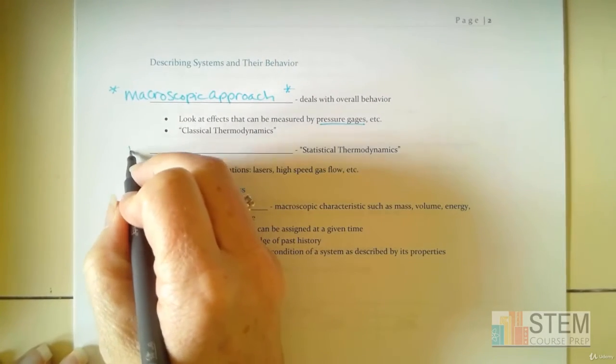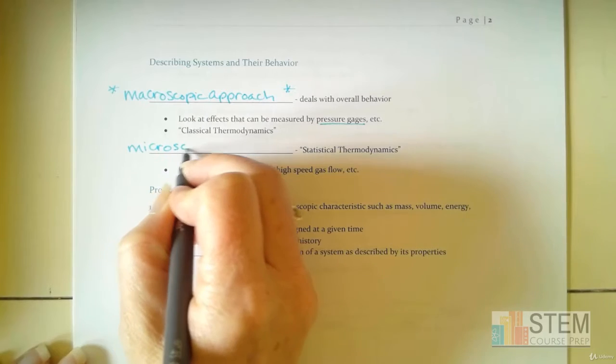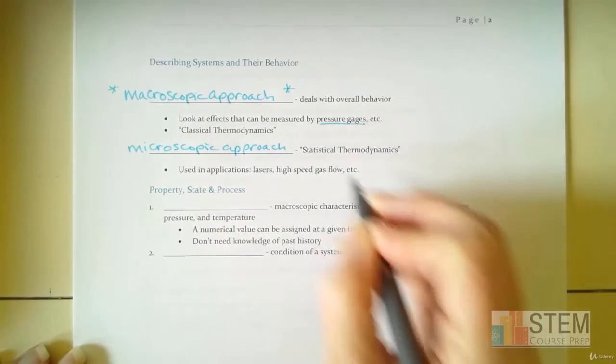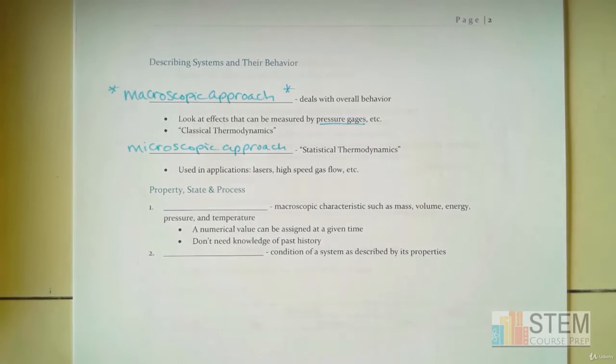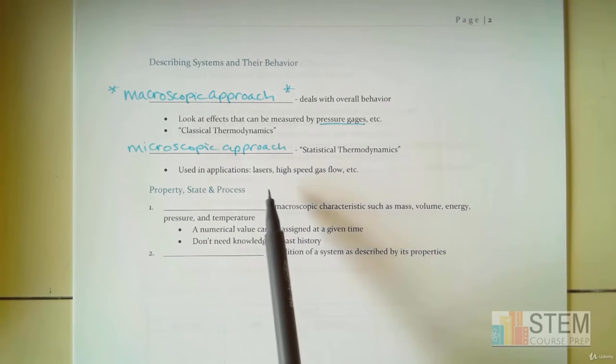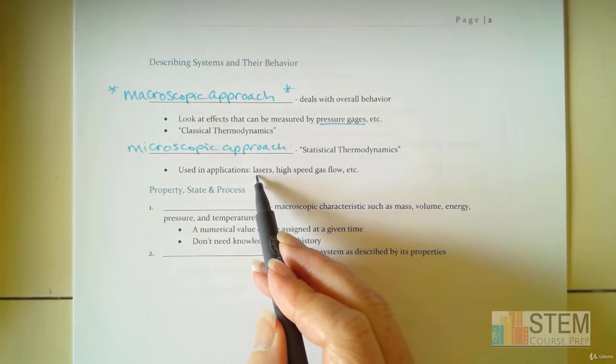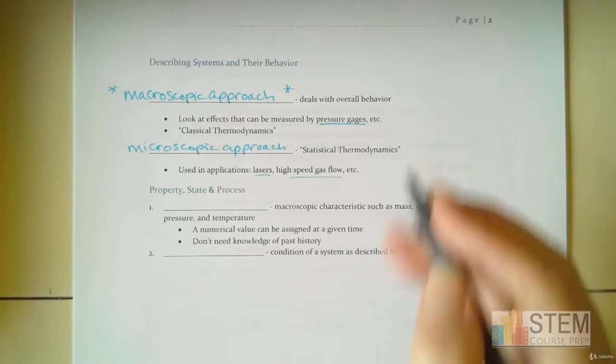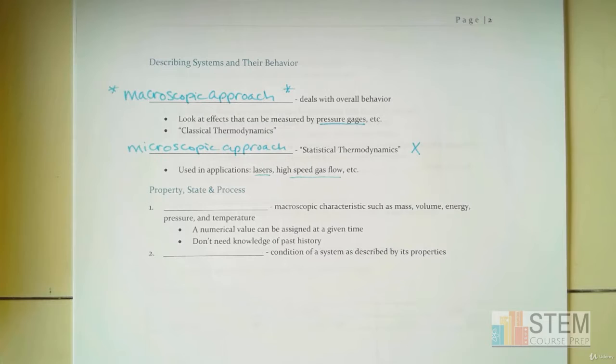Now there's a much more detailed approach. That's the microscopic approach, and this approach is also called statistical thermodynamics. This is where you look in a lot more detail. You don't just look at the overall behavior. This approach is used in very specific applications, like when you're dealing with lasers or high-speed flows. So we aren't going to do this approach. We will do the macroscopic approach because we want to look at the overall behavior.